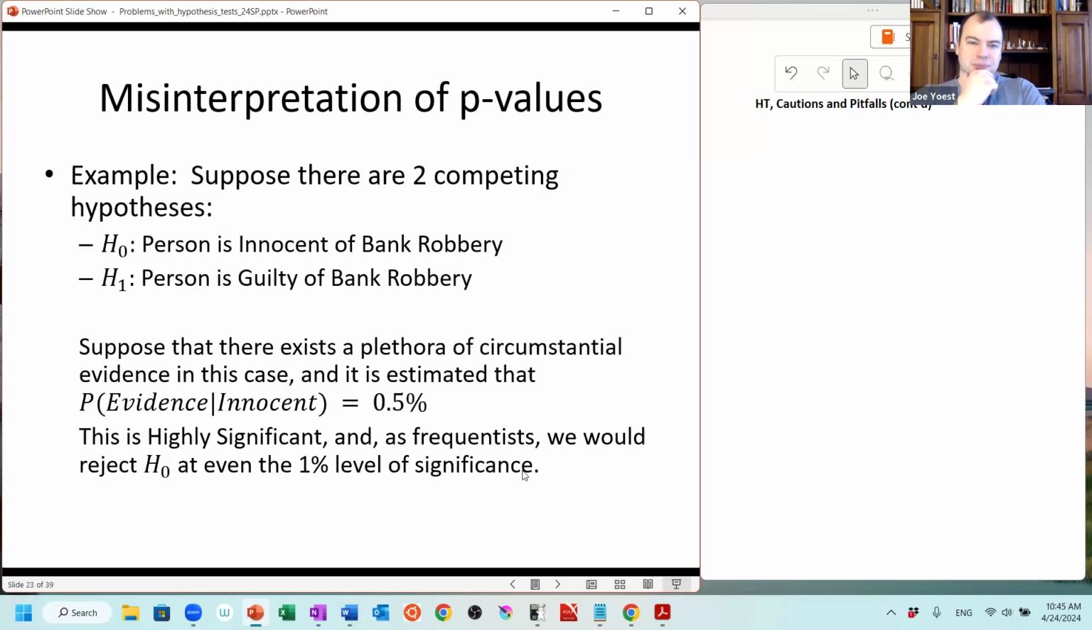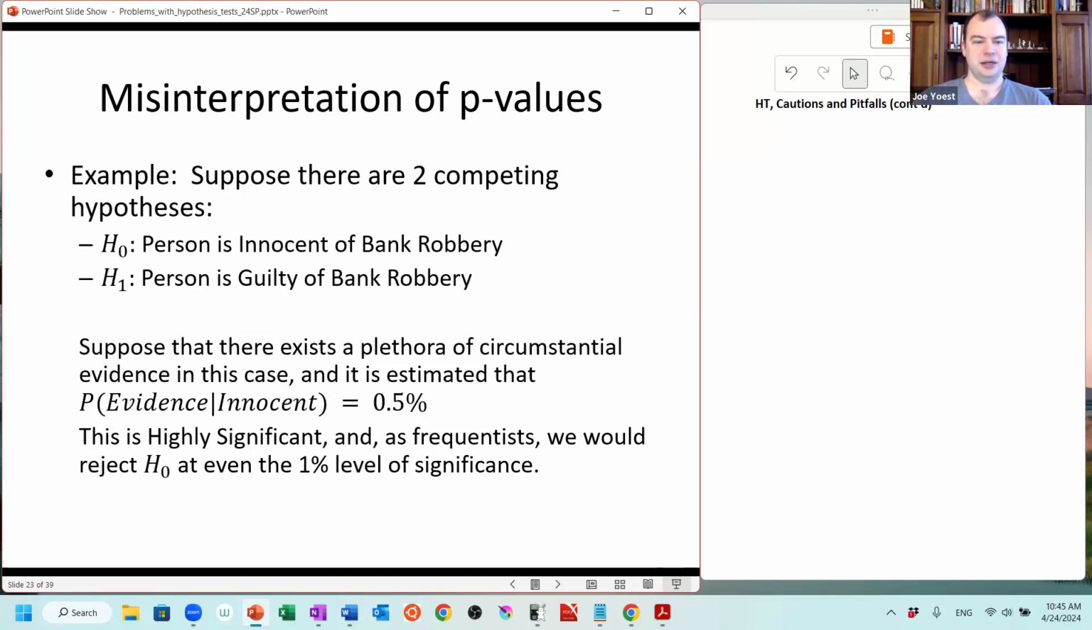Why is that? Well, let's look at an example. Let's suppose that the law is sufficiently well defined that if we had perfect information, we could tell if the person was guilty or not. So we have a null hypothesis, the person is innocent of bank robbery, and the alternative, the person is guilty of bank robbery. Suppose there's a bunch of circumstantial evidence.